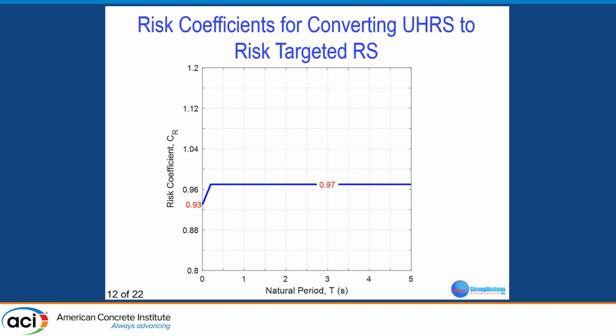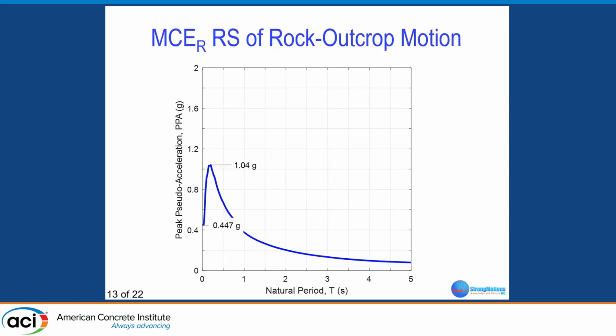Then we apply these risk coefficients. These are specified in the code and they are described in the reference I provide at the end. You have to adjust these ground motions, slightly reduced in most cases, but the factors are pretty close to 1. Still, to meet the code requirements, you have to multiply by these factors. When we apply the risk coefficients, now we have an MCER response spectrum, maximum considered earthquake risk targeted response spectrum of rock outcrop motion, right?